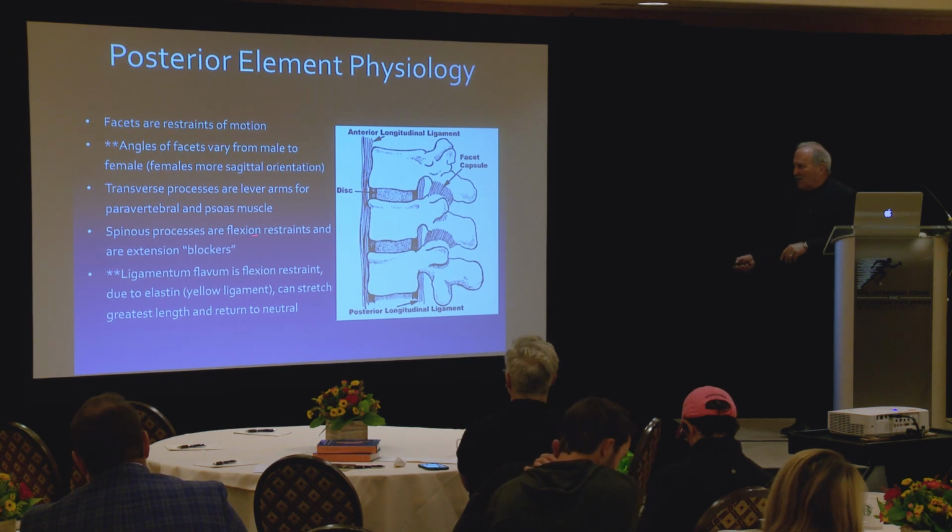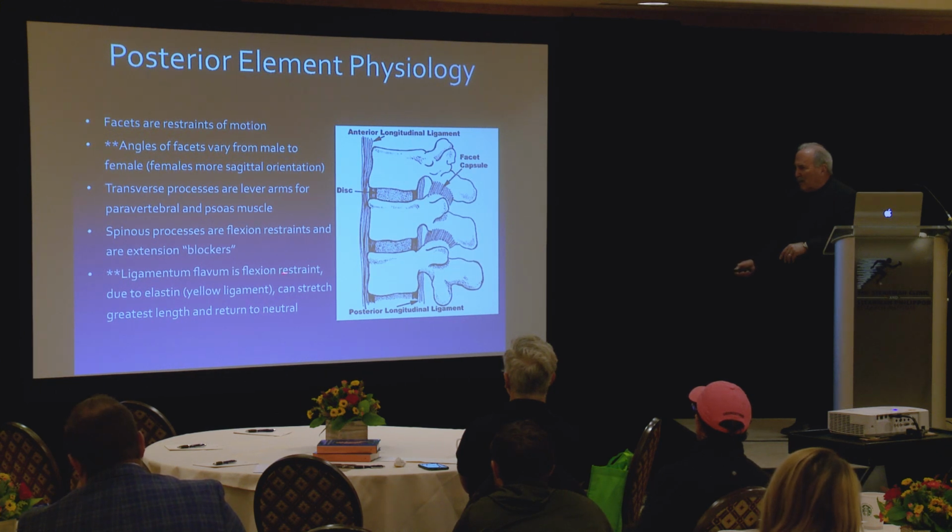The spinous processes, again, are flexion restraints and are extension blockers. And the ligamentum flavum is very important. It's also a flexion restraint, but it has a special quality. We call it the yellow ligament because it looks yellow.